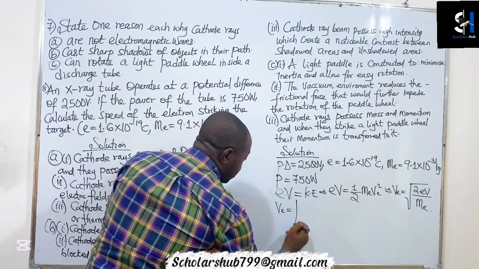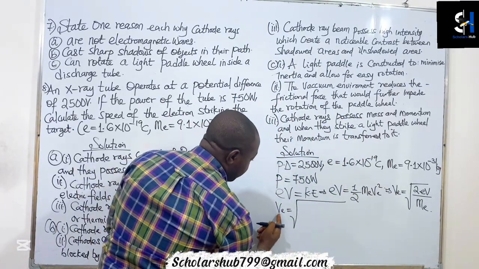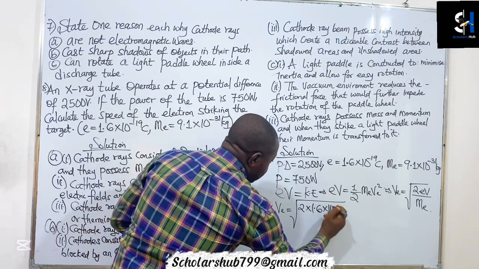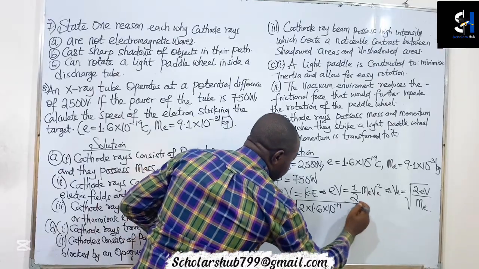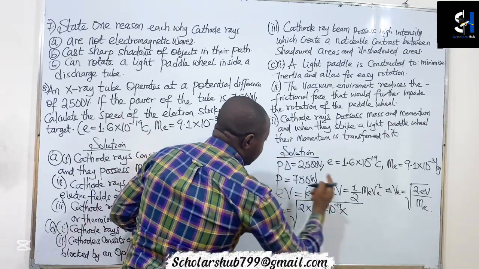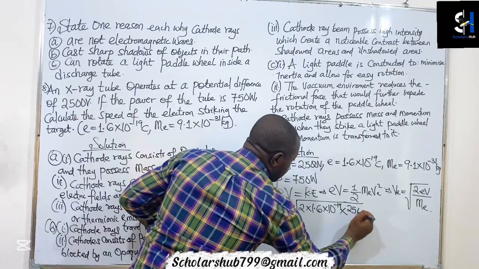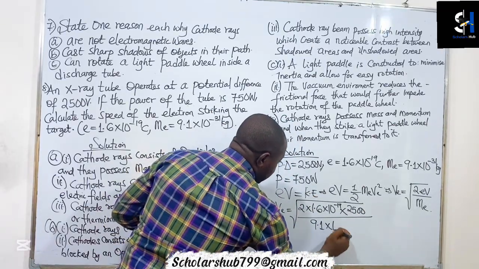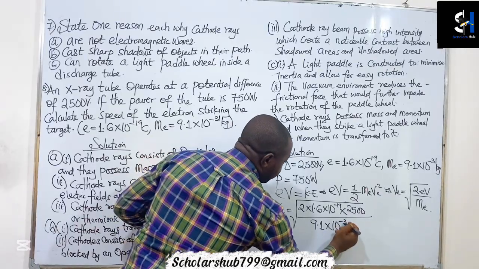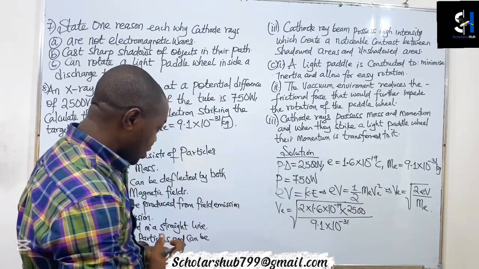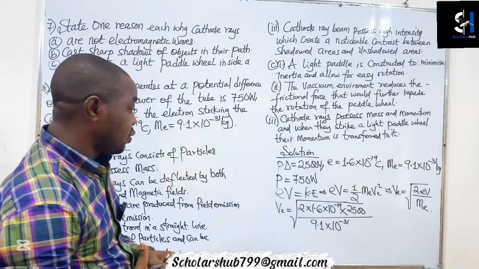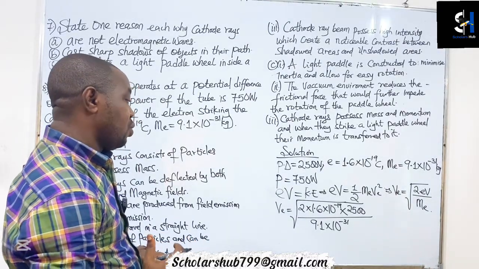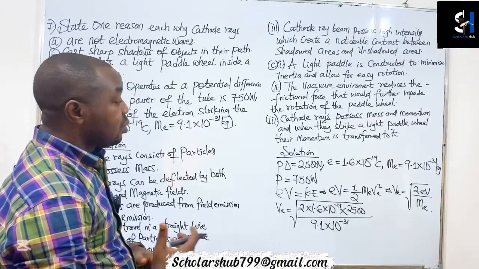So let's plug in the values. We have v_e equals the square root of 2 multiplied by 1.6 times 10 raised to the power of minus 19, multiplied by the potential difference, which is 2500, divided by the mass of the electron, which is 9.1 times 10 raised to the power of minus 31. 2 times 2500 will be 5000. 5000 multiplied by 1.6 will be 8,000.